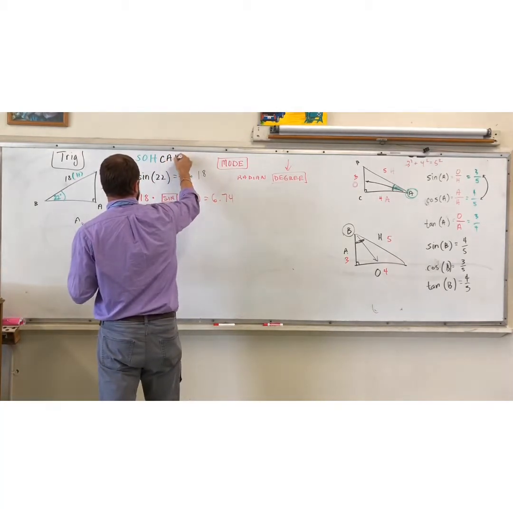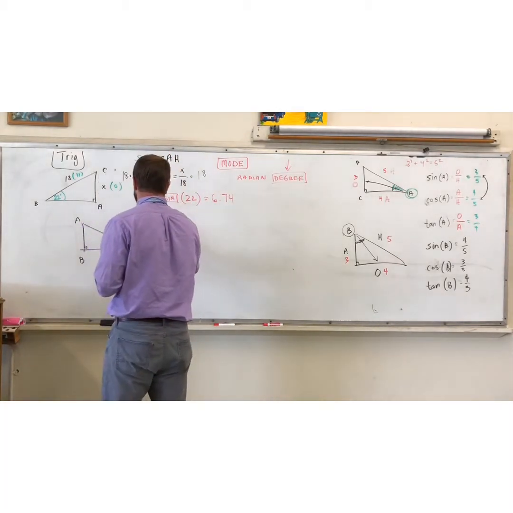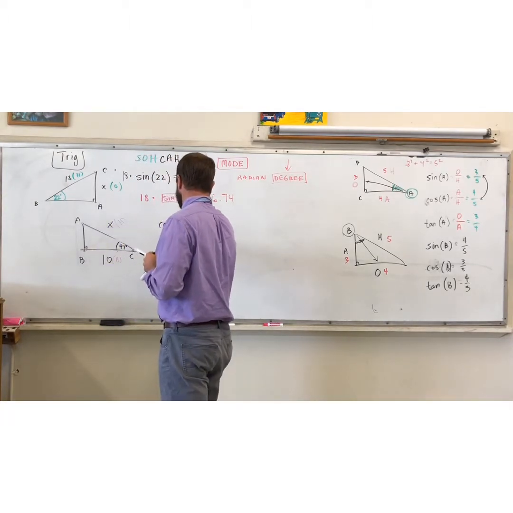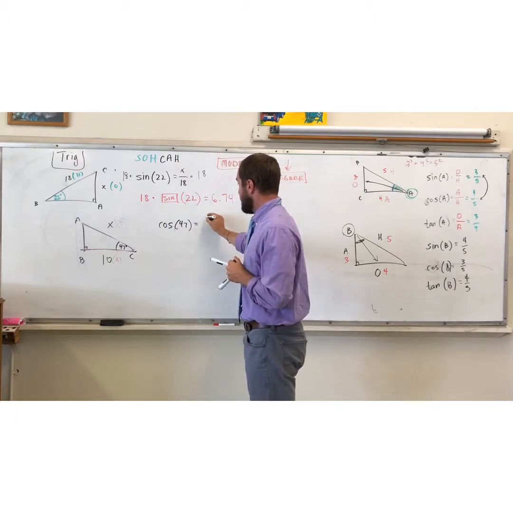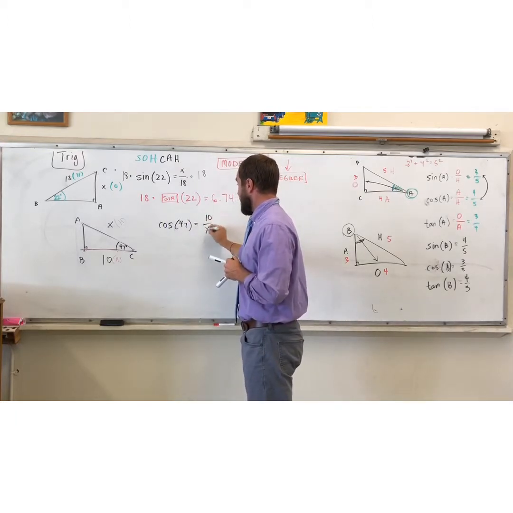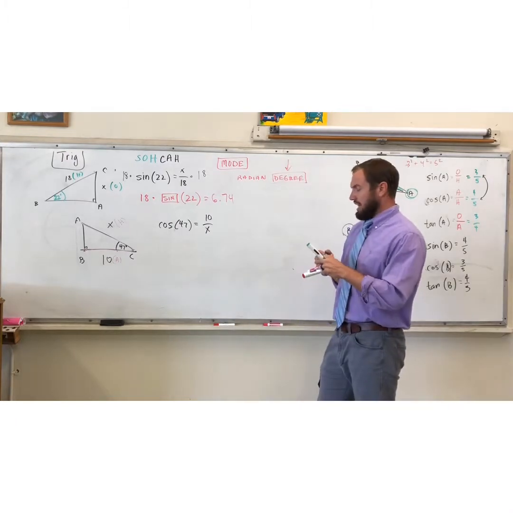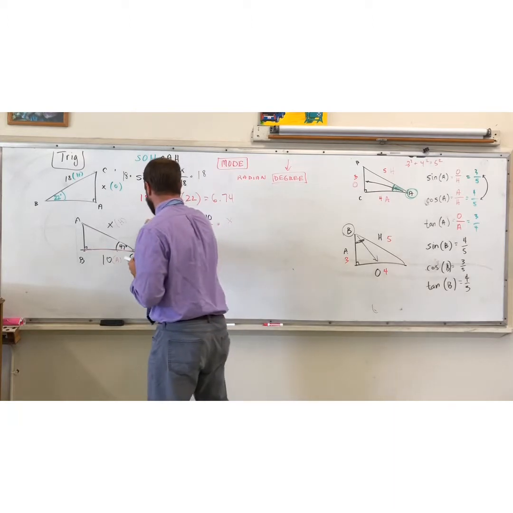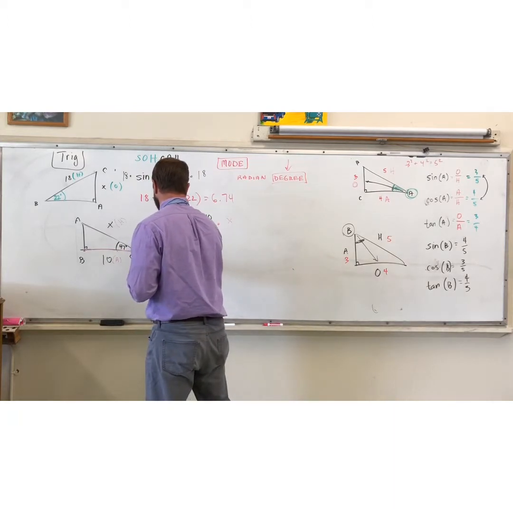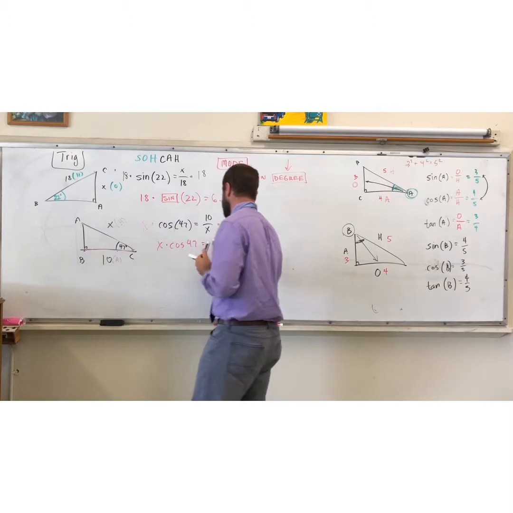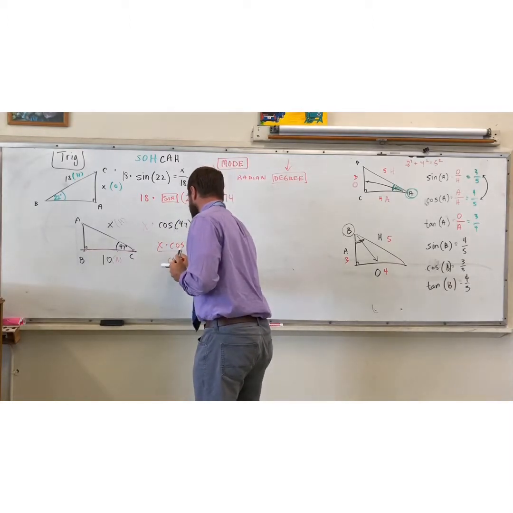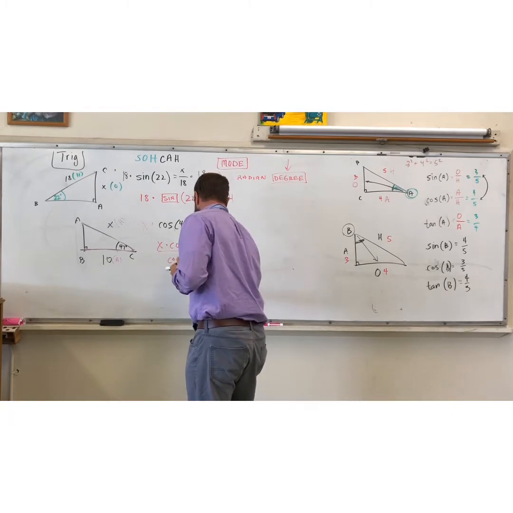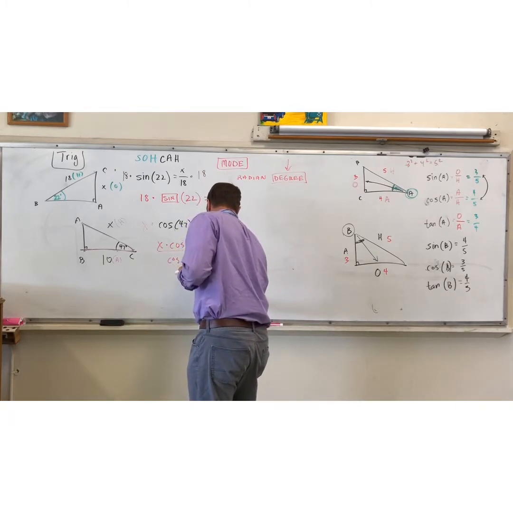So when I have adjacent and hypotenuse, I'm using cosine. Cosine of my acute angle is equal to my adjacent over my hypotenuse. Now, I can go through my algebra principles, multiply both sides by x. X times cosine 47 is equal to 10. Divide both sides by cosine 47. X is equal to 10 divided by cosine 47.